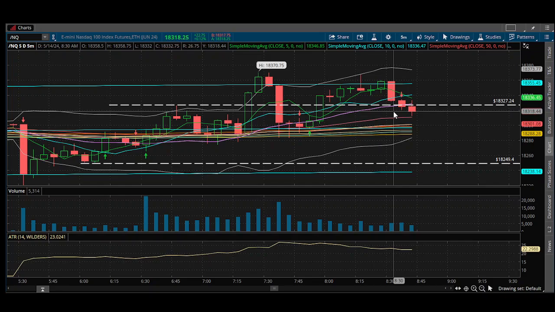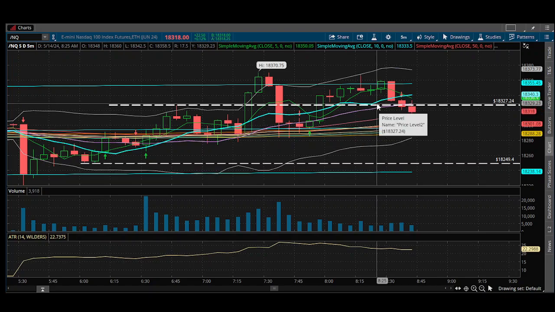Okay, so with that being said, what I'm looking for, and there's one of two ways to do this, and it's all going to depend on your account size. It's going to depend on the number of contracts you're trading. It's going to depend on the level of experience. You can do one of two things. You can take the first entry.